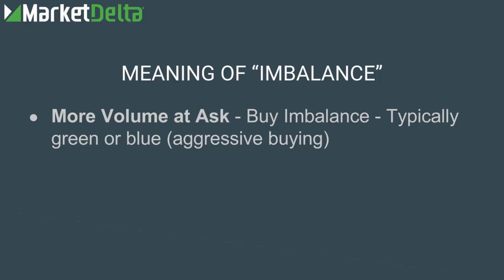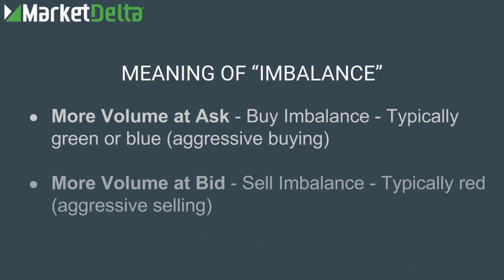And when you see more volume at the ask, that's your buy imbalance. And a sell imbalance would be more volume at the bid, and that's going to be red, which would represent more aggressive selling.